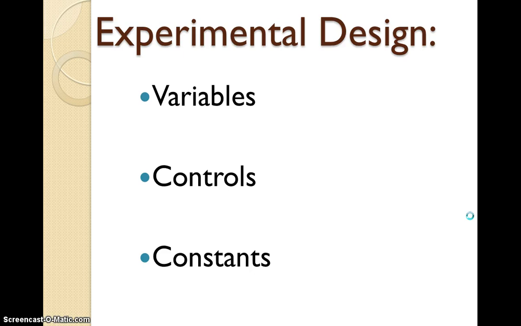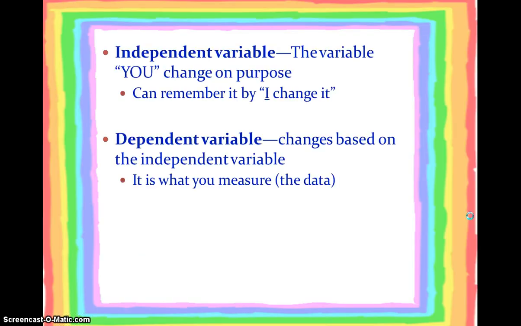Experimental design. So we talked about a question and a hypothesis. Now we need to talk about when you design an experiment, you kind of have to have certain factors involved with your design. So there's something called variables, which we're going to talk about the independent and dependent. There's something called a control, and there's something called a constant. And we're going to talk about each of those briefly. So let's start with the variables.